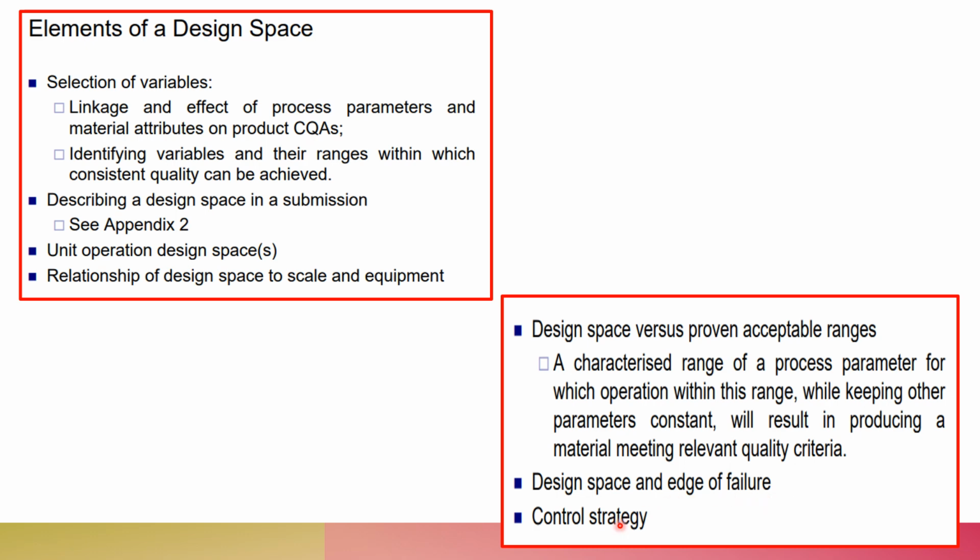Then control strategy. As we know, when we make the product development report, we have to tell the control strategy, how we are controlling our process, how we are controlling our raw material. So based on the ranges studied, based on the proven acceptable ranges, we define our control strategy. So, let's move to the next slide.